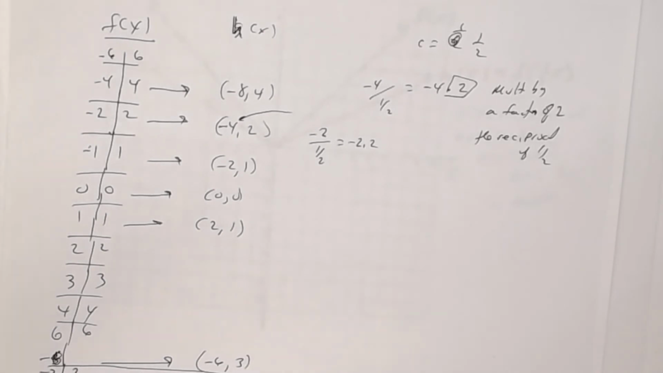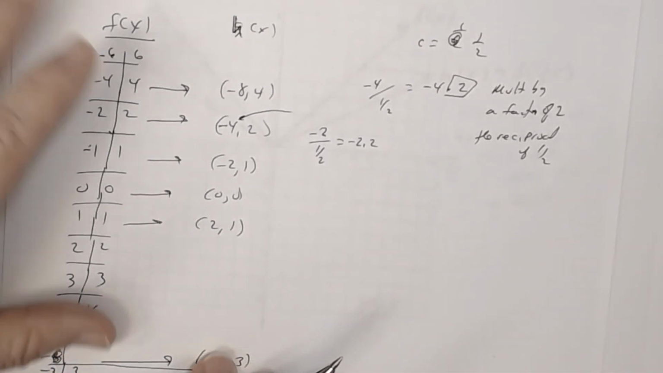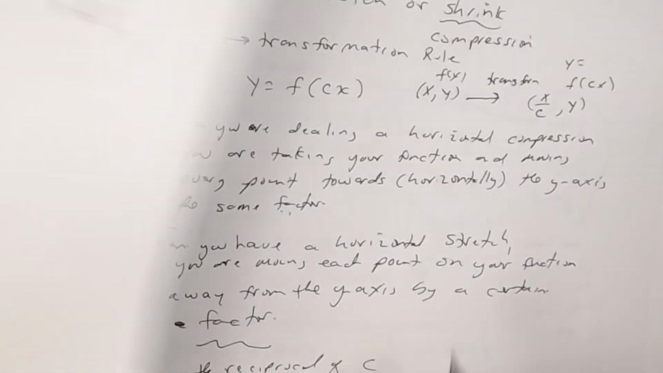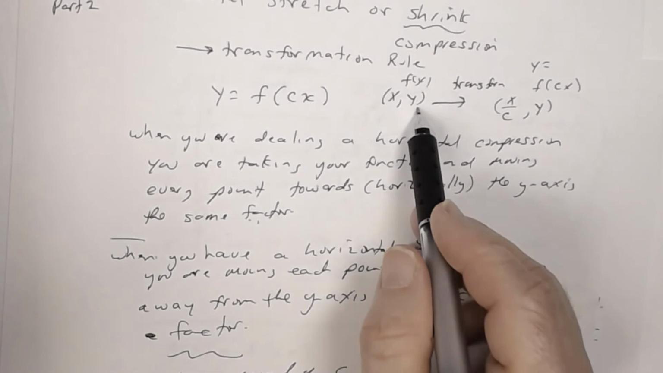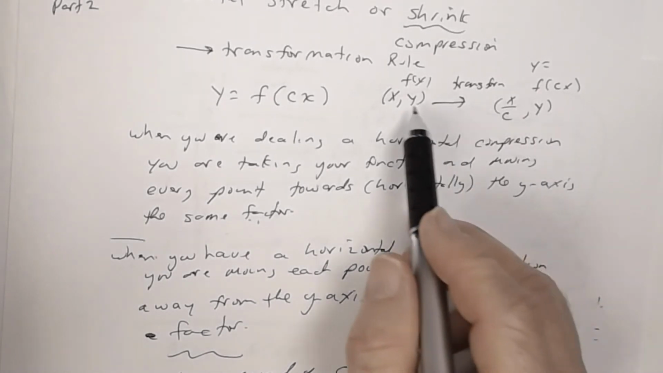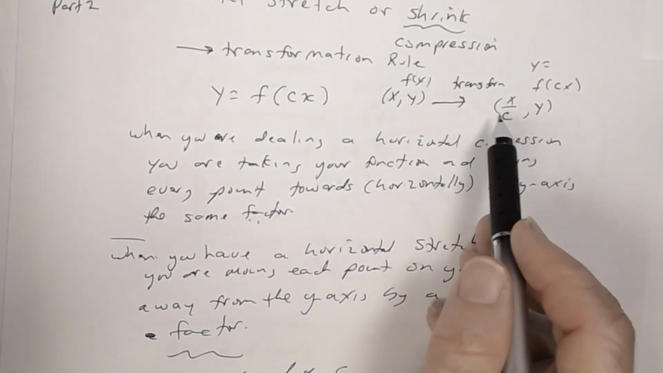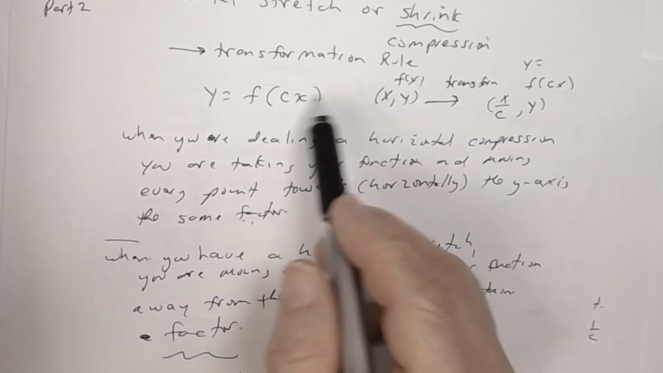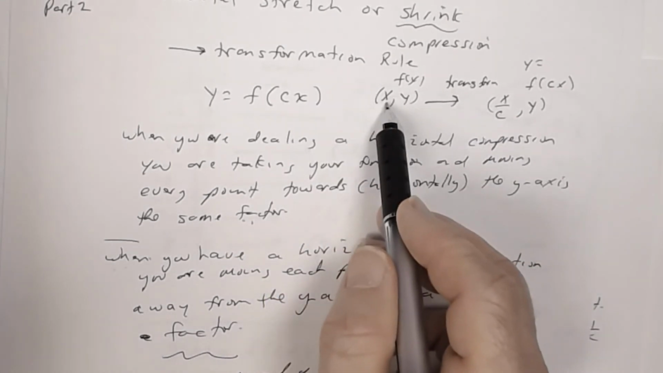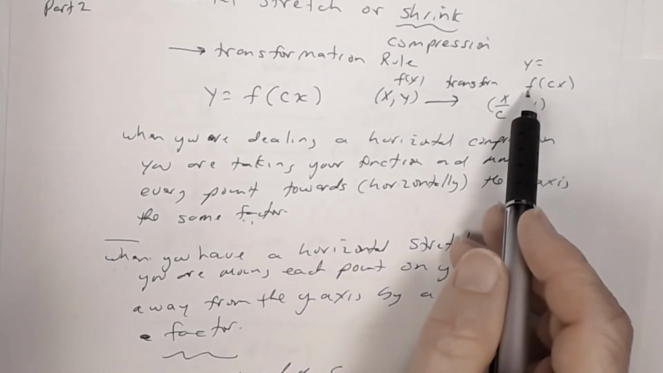All right. So if we go back to the rule, the rule is, regardless if you have a stretch or a shrink, it does not matter. The y value stayed the same. What changes? The x. To get the new x-coordinate, you're going to take the x-coordinate from f of x, and you're going to divide by c.